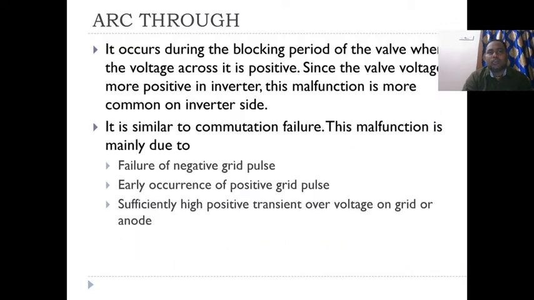Next one is arc through. Arc through occurs during the blocking period of the valve when the voltage across it is positive. Since the valve voltage is more positive in the inverter, this malfunction is more common on the inverter side. Arc back is most common in converters, and arc through is most common on inverter sides. The HVDC system has both rectifier and inverter sides, so arc back and arc through are most common in HVDC system.